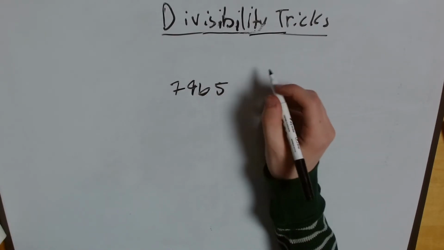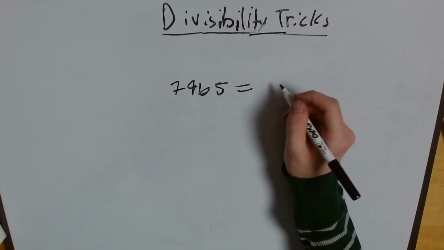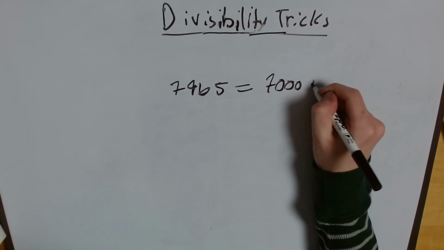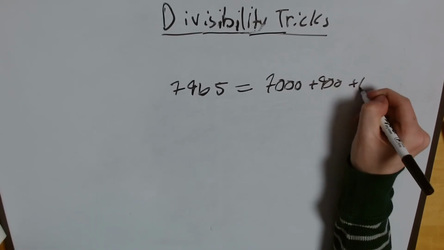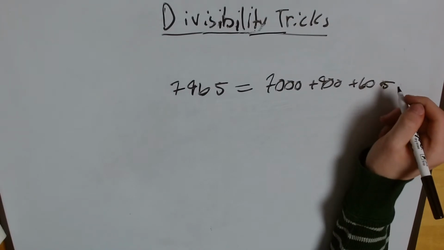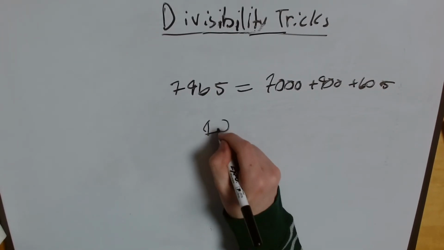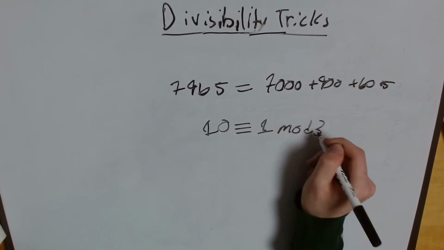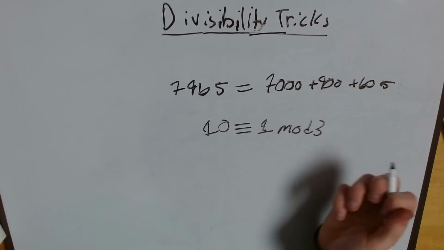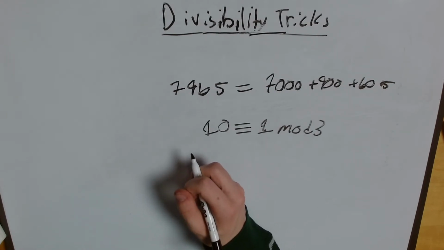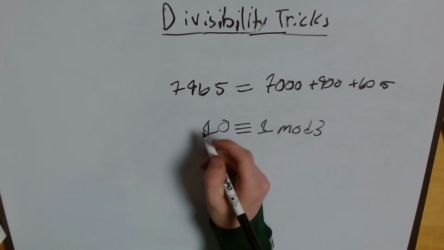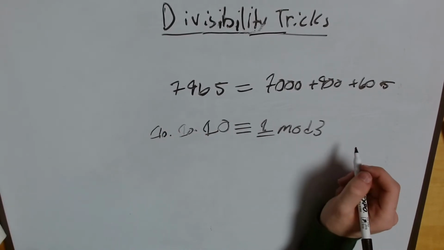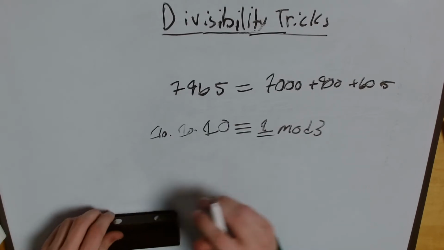Not just into 2 parts, but many more, like we did, more than what we did in other parts, right? We can say it's 7,000 plus 900 plus 60 plus 5. And since 10 has a remainder of 1 when you divide it by 3, it's 1 more than 9, which is itself a multiple of 3, then for any other power of 10, right, 10 times 10 or 10 times 10 times 10, is still going to be 1 mod 3. Now, why is that useful?